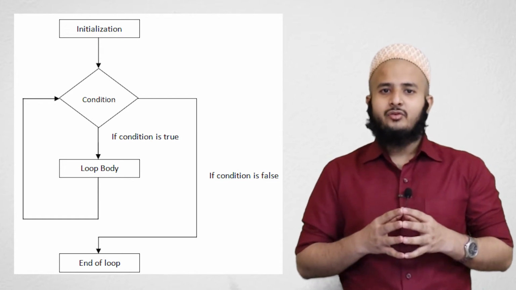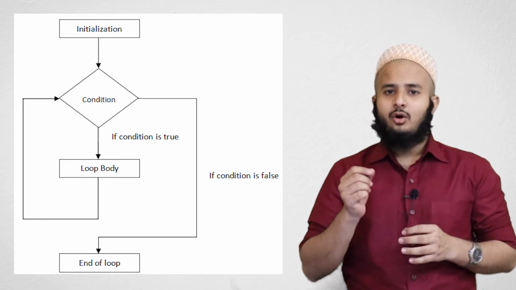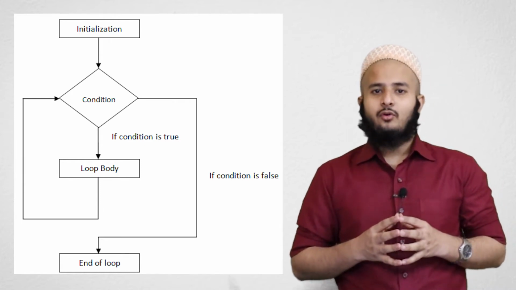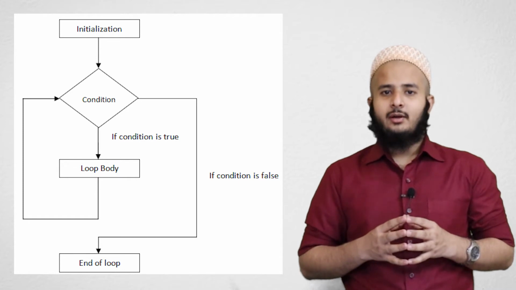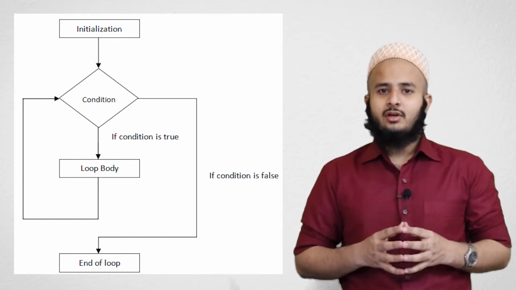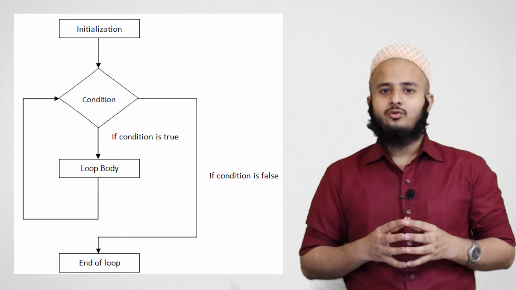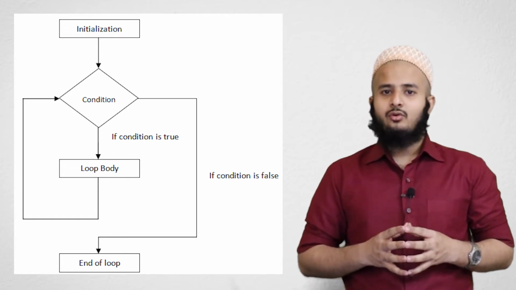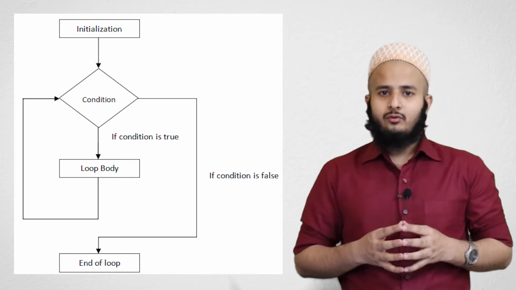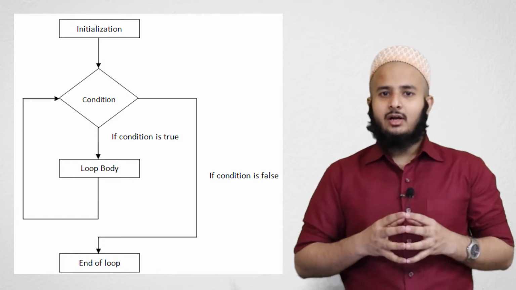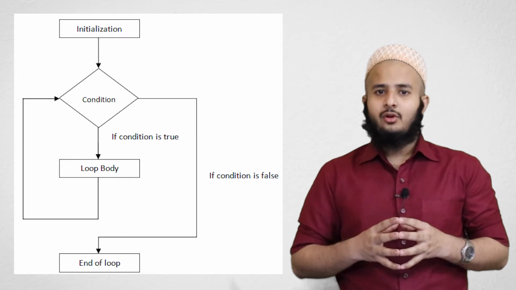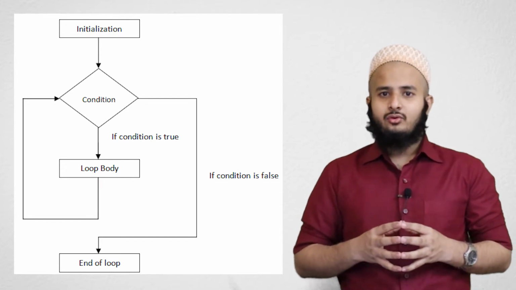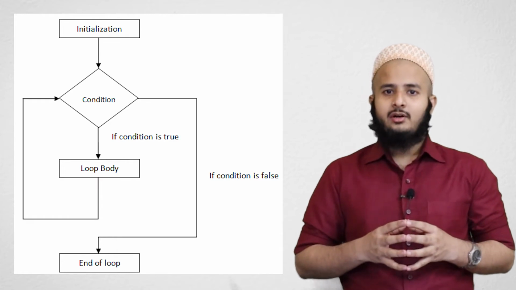Now the condition of the loop depends on the initial value of the counter. For example, if we want to print hello world 10 times, then let's assume the initial counter value is equal to 0. Then we create the condition as counter value less than or equal to 9. So if the condition is counter value less than or equal to 9 and the initial counter value is 0, then it prints hello world 10 times.